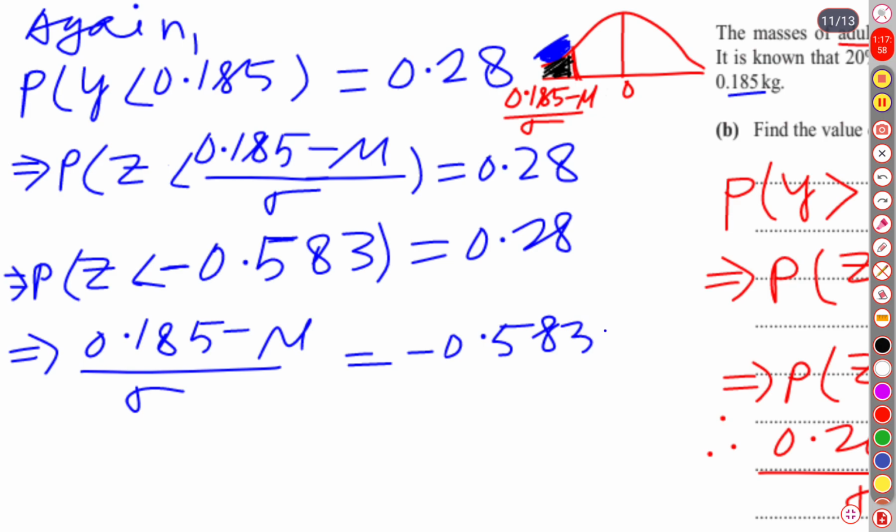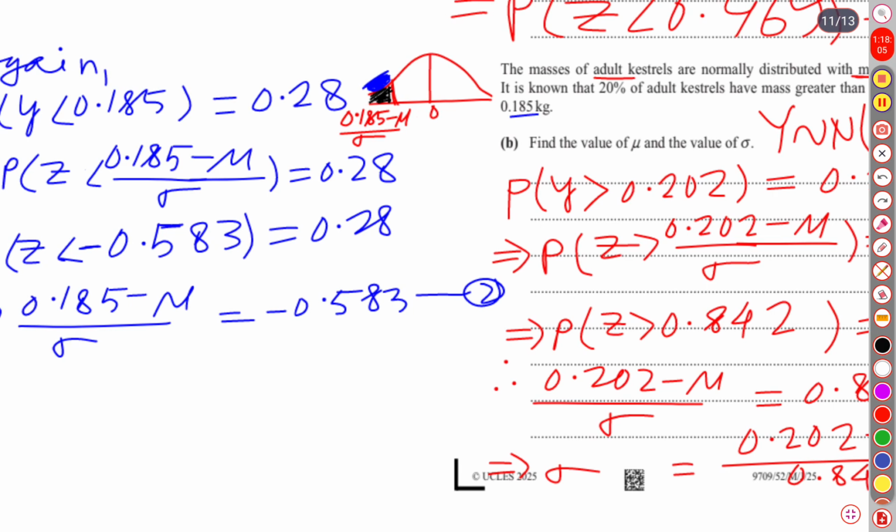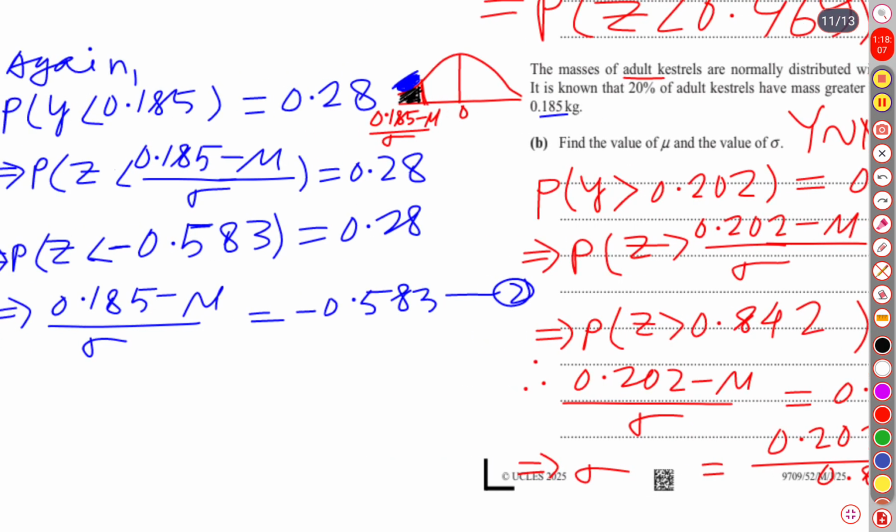We may leave this as equation number 2. In both of the equations, look at this, the left side is sigma, and the right sides are different, so definitely the right sides will also be equal. So from equation 1 and 2, let me change the color.